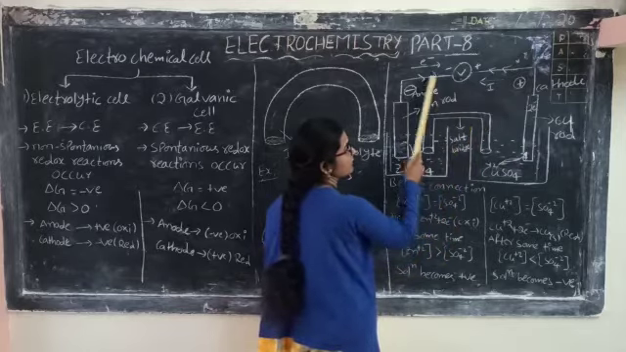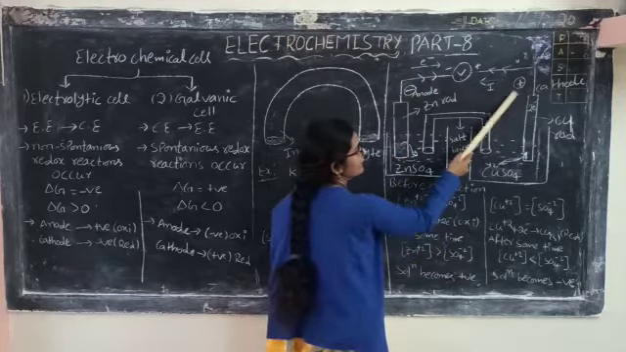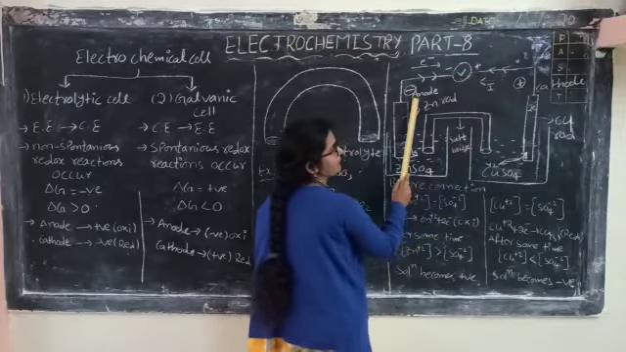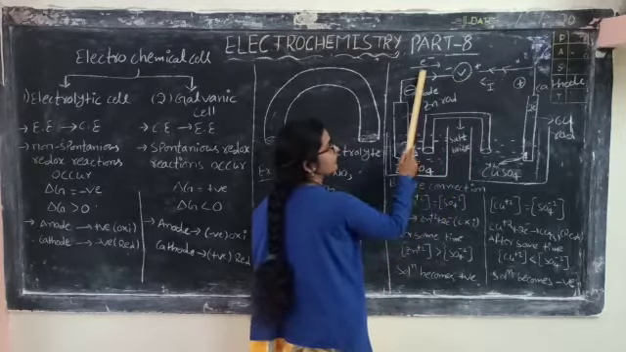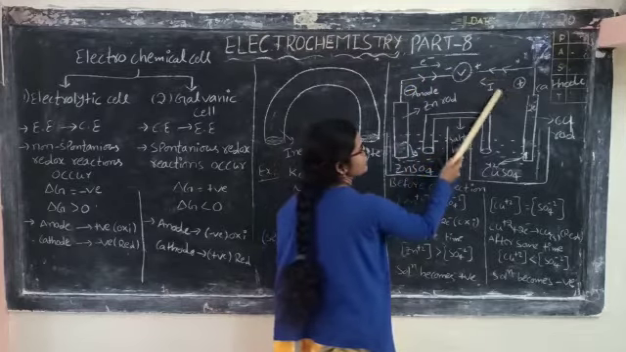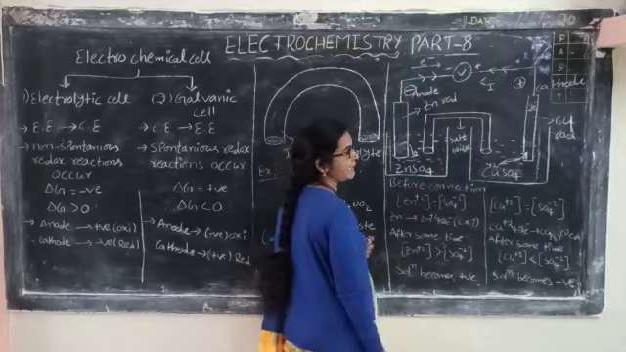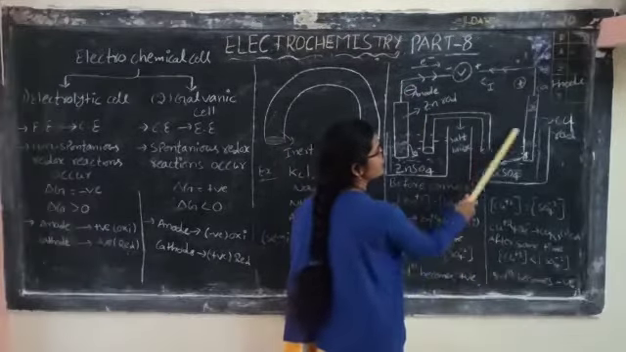We also observe electrons are moving from anode to cathode. Current is moving from cathode to anode, positive to negative. Electrons are moving negative to positive. Current is moving from positive to negative in the galvanic cell. So these are the observations.